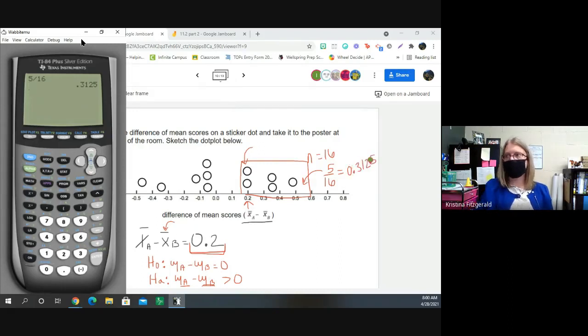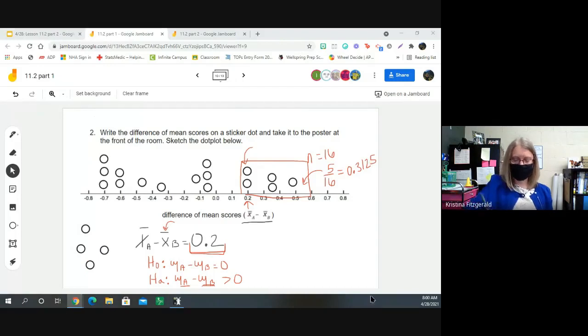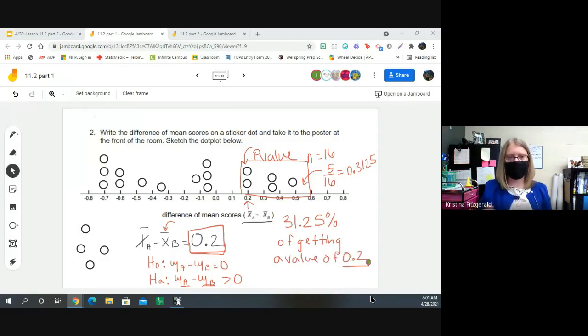0.312. Okay, so this is my p-value right here. This little range of dots. And so basically my result of 0.2 or greater. So if the one exam is harder than the other, B is harder than A. If one exam is greater than the other, we have a 31.25% chance of getting a value of 0.2. Is 31% chance, is that common or not common?